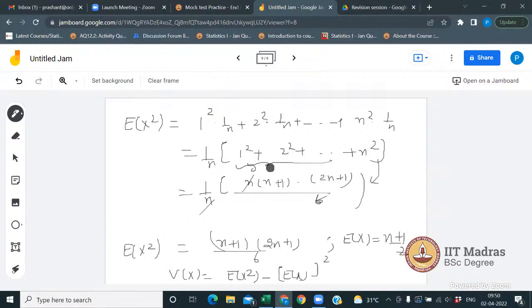It's the sum of n natural numbers' squares: n into n plus 1 into 2n plus 1 divided by 6. So if you go with 10 in place of n, it will be 10 into 10 plus 1 into 2 into 10 plus 1 divided by 6.